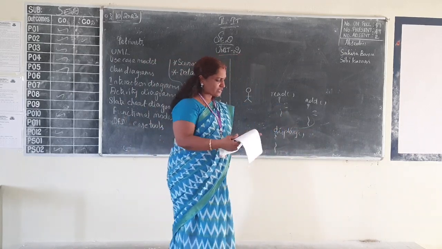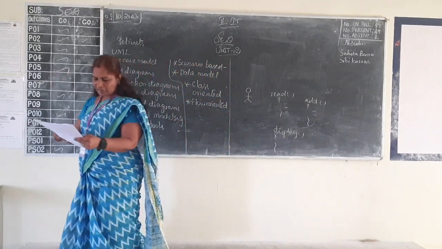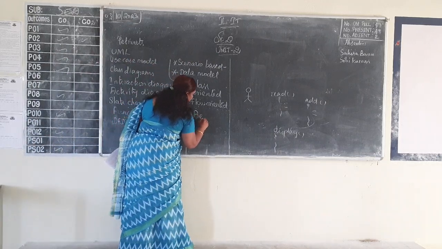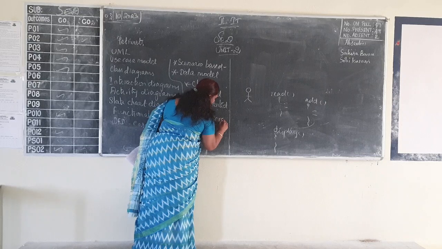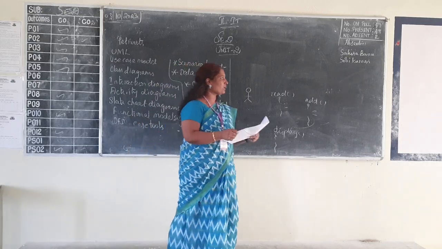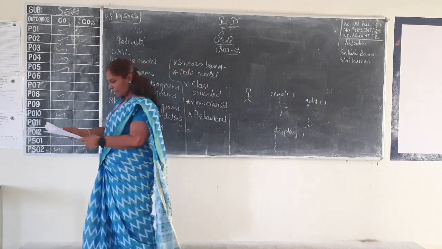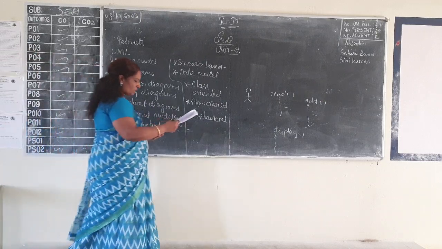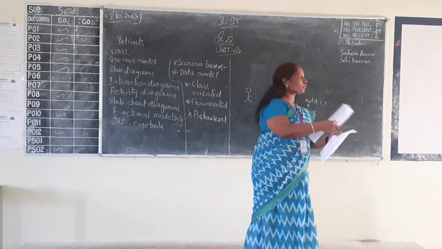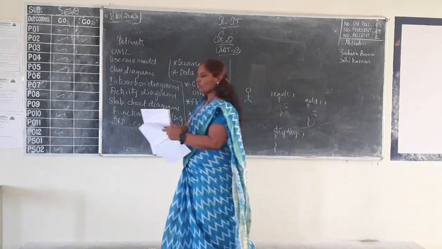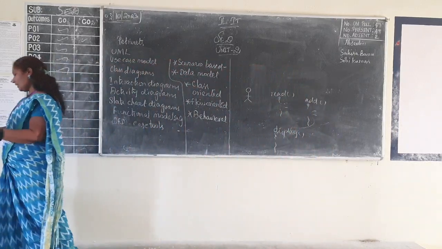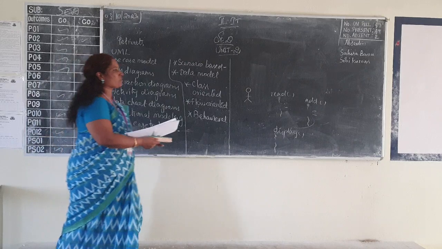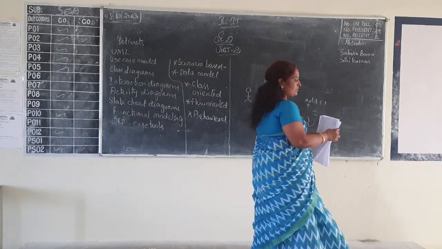In addition to all this, you have one more model, which we call the behavioral model. The behavioral model depicts how the system behaves as a consequence of the external events.